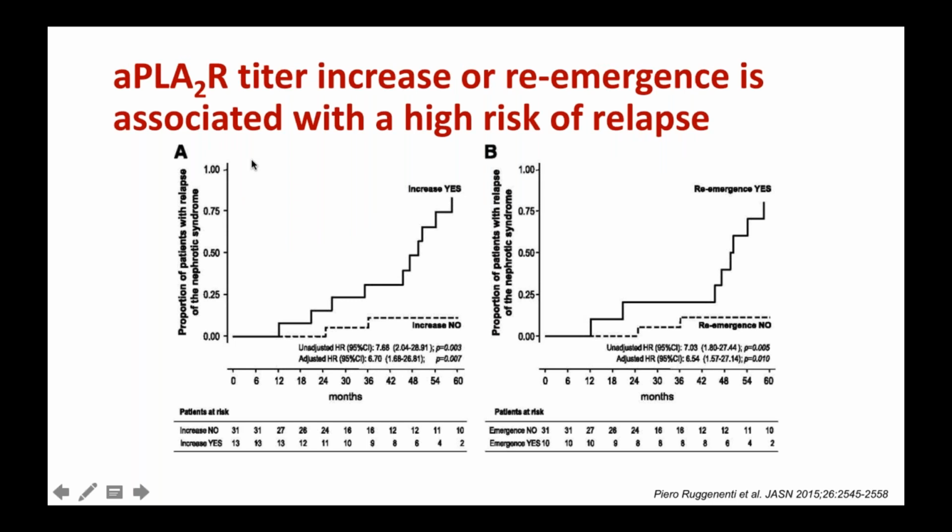It has also been shown that if a patient has initially shown a decrease in antiphospholipase A2 receptor antibody titer, but if the antibody titer subsequently increases, or if it had disappeared but reemerges, then this increase or reemergence is associated with a high risk of relapse, which is shown in this particular paper, again from Italy. They showed that if there was no increase, there was much less likelihood of relapse of nephrotic syndrome compared to those who showed an increase, or who showed a re-emergence, who again had a higher risk of relapse.